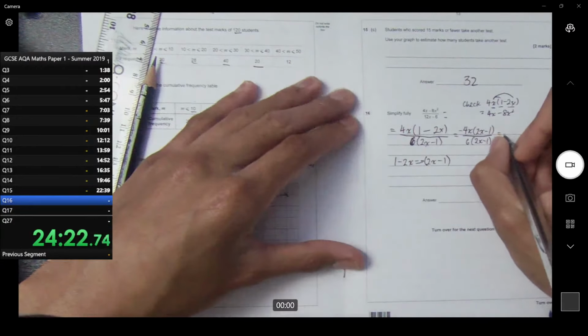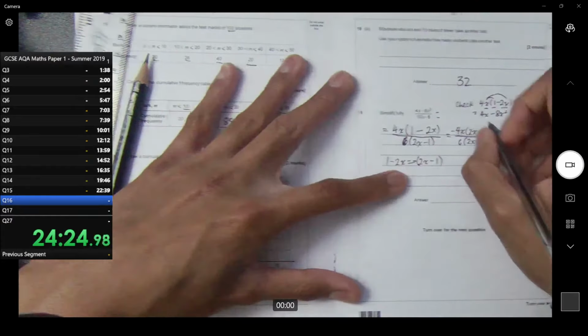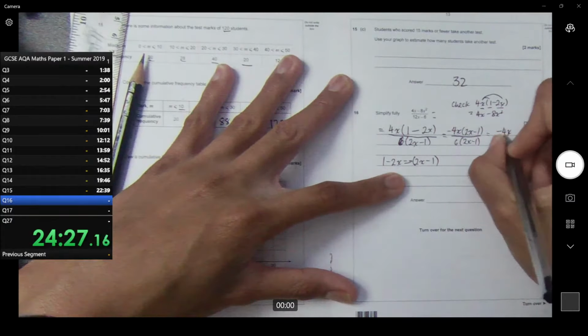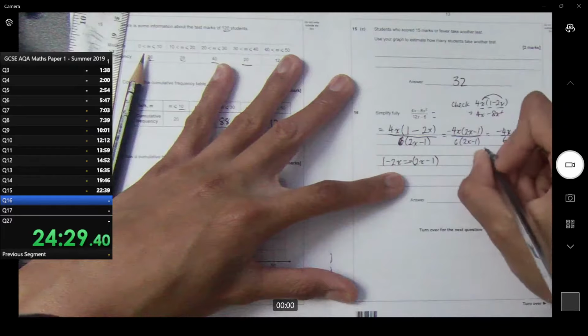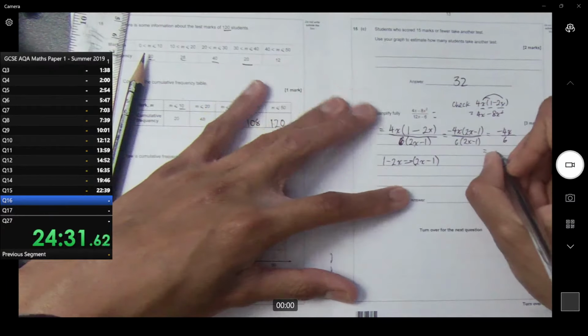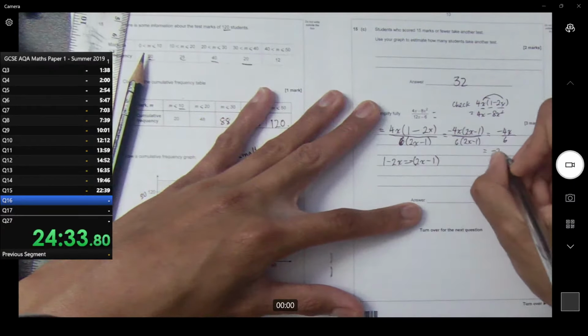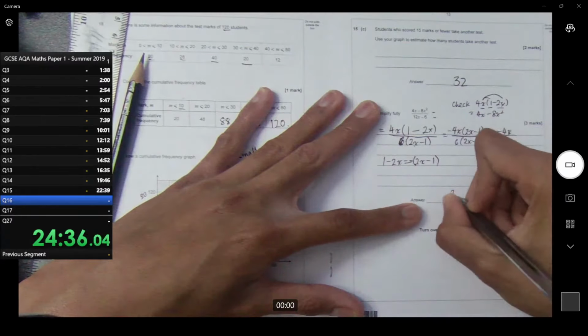We can divide both the numerator and denominator by that bracket, so we get minus 4x divided by 6. And we can still simplify this. Divide both the top and bottom by 2. Get minus 2x over 3.